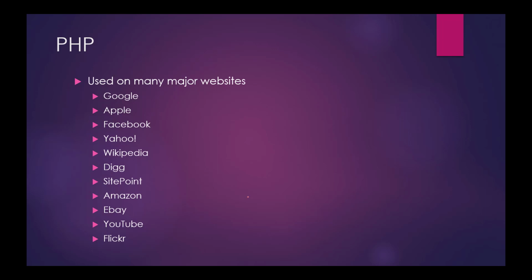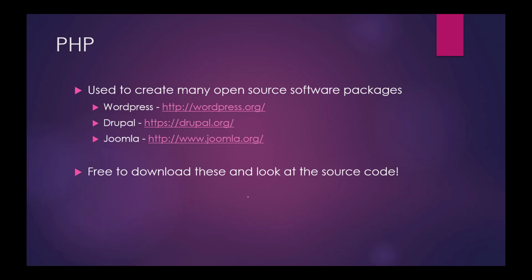Probably one of the most popular uses of PHP is that the 3 most popular open source web content management systems, WordPress, Drupal, and Joomla, are made in PHP. And more to the point, of those 3, WordPress is literally a third, last I checked, of the entire World Wide Web, and WordPress is PHP. So if you download the source code for WordPress, what you'll see is a bunch of PHP files.